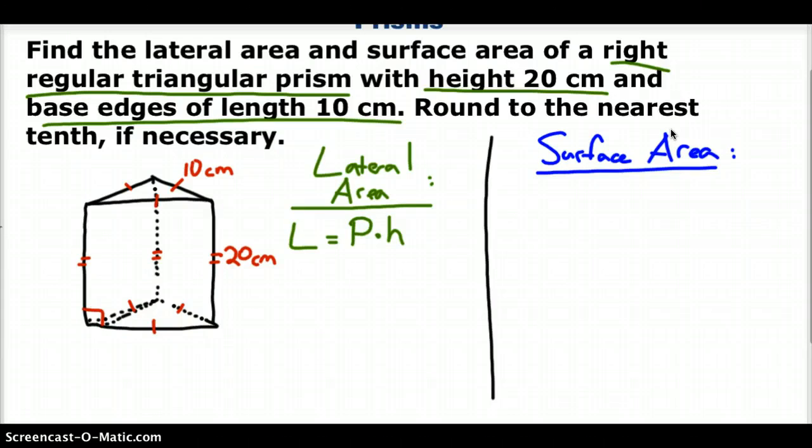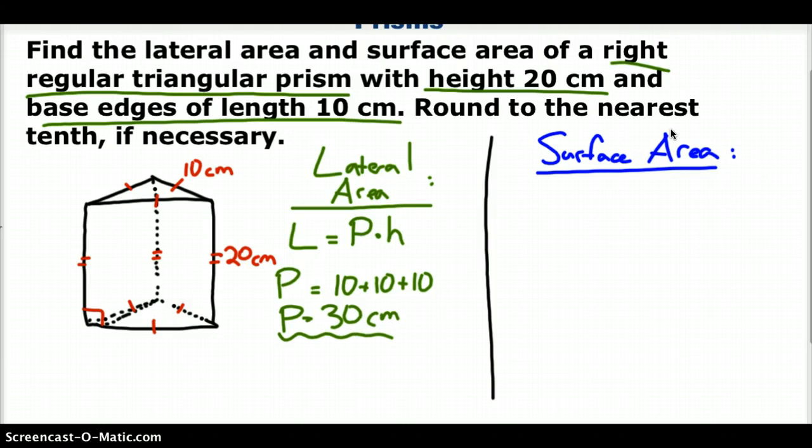Okay, so this one is really pretty simple, right? Our lateral area is going to be equal to our perimeter. Well, the perimeter of our base is just going to be 10 plus 10 plus 10, so it's just going to be 30. I'll write it as 10 plus 10 plus 10 if that helps. So our perimeter then is just going to be equal to 30 centimeters.